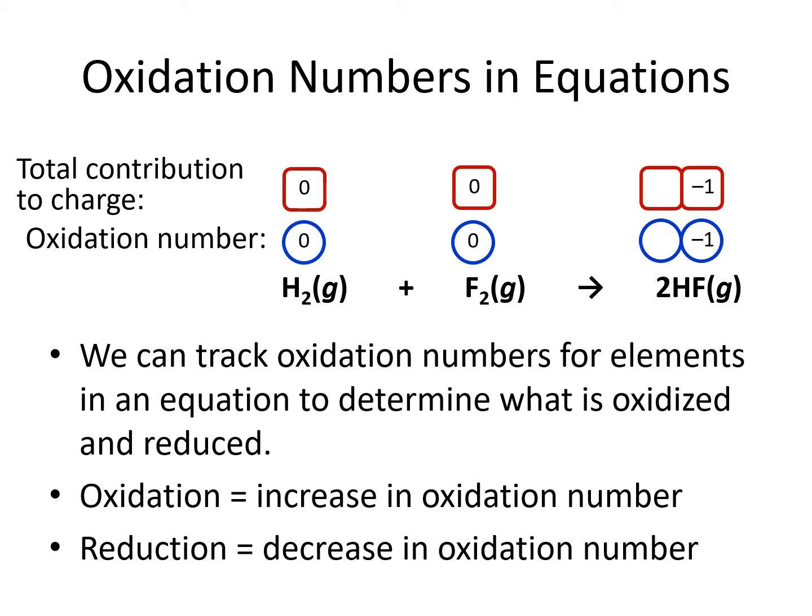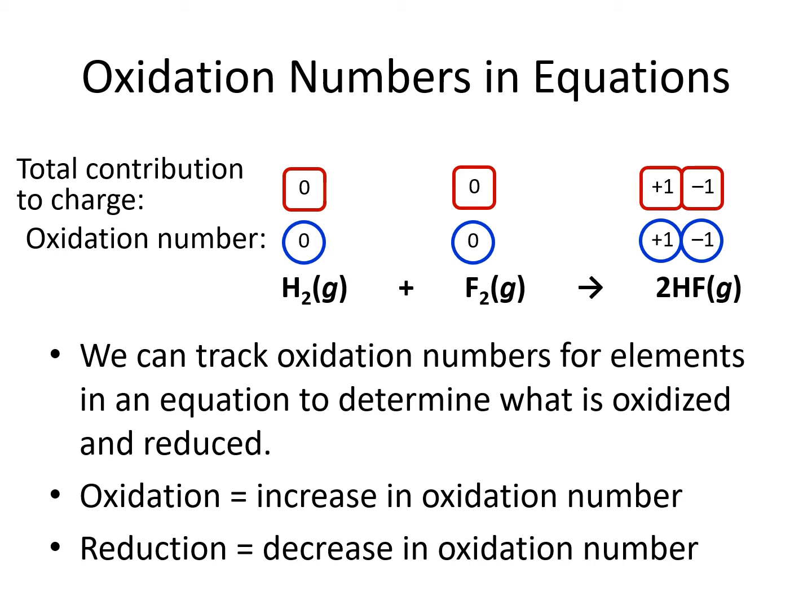Don't worry about the coefficient in the equation. We're just looking at each HF molecule individually. For each HF molecule, we've got one fluorine with a -1 and one hydrogen, which ends up being a +1. We can see a change happening in the oxidation numbers of our elements in this reaction. The hydrogen starts out at 0 and becomes a +1 on the right side of the arrow. The fluorine starts out at 0 and becomes a -1 on the right side of the arrow.